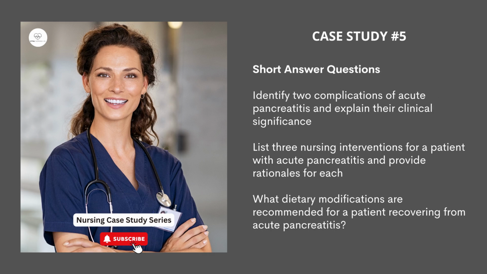All right, now let's do some short answer questions. Explain the pathophysiology of acute pancreatitis. Identify 2 complications of acute pancreatitis and explain their clinical significance. List 3 nursing interventions for a patient with acute pancreatitis and provide rationales for each. What dietary modifications are recommended for a patient recovering from acute pancreatitis?